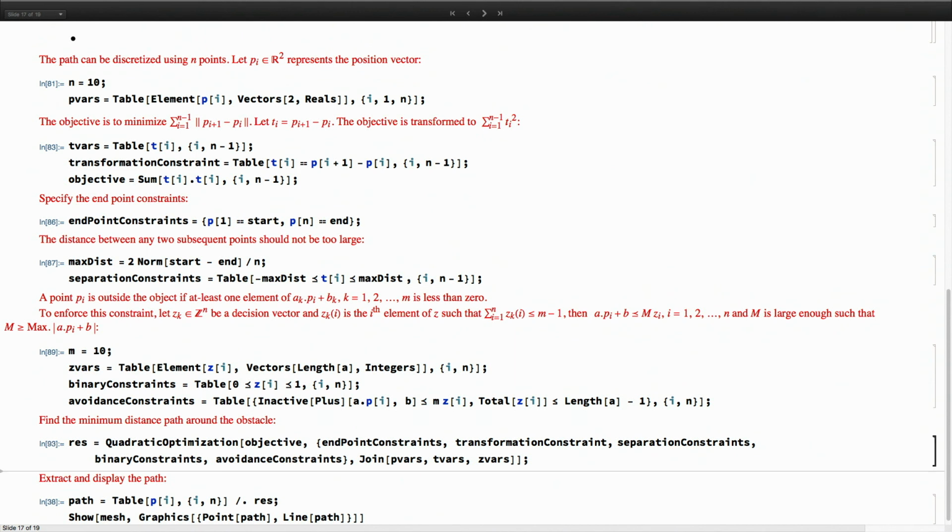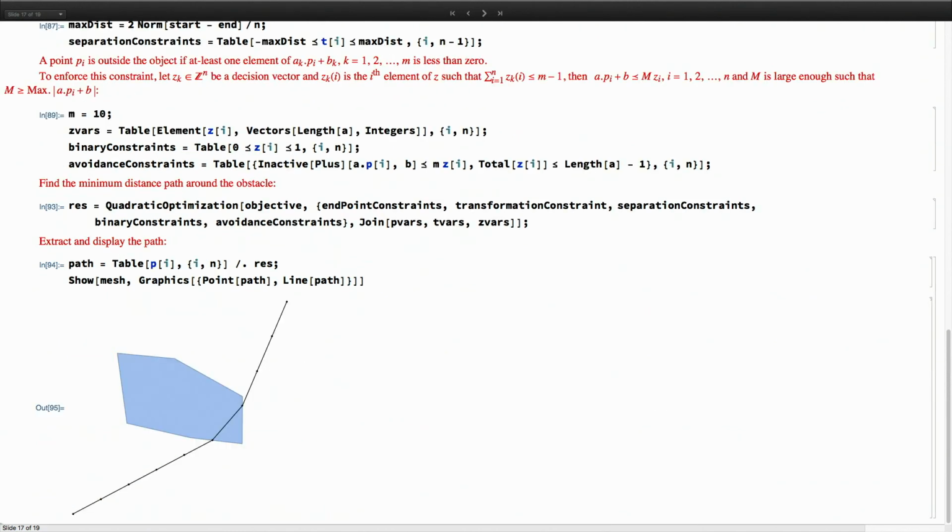I'm going to solve this quadratic optimization problem. It takes a few seconds to get the result, because it converts into a conic problem, solves it, and that solution process actually takes a bit of time. And there's your result, and there's your path.